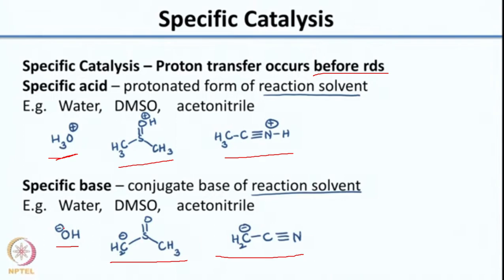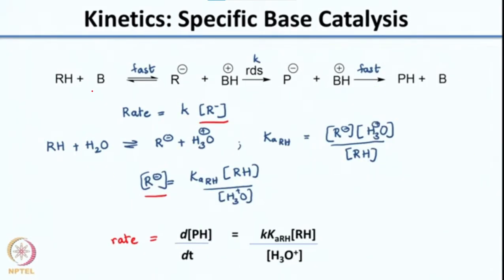Deprotonated form, we can say. So here we have a base, and the proton transfer will be very fast compared to the rate determining step we have discussed earlier. Now it will become R minus and BH plus, right? In the previous case, it was giving a proton in specific acid catalysis. Now it is a specific base catalysis. That's why it will give you a proton abstraction.